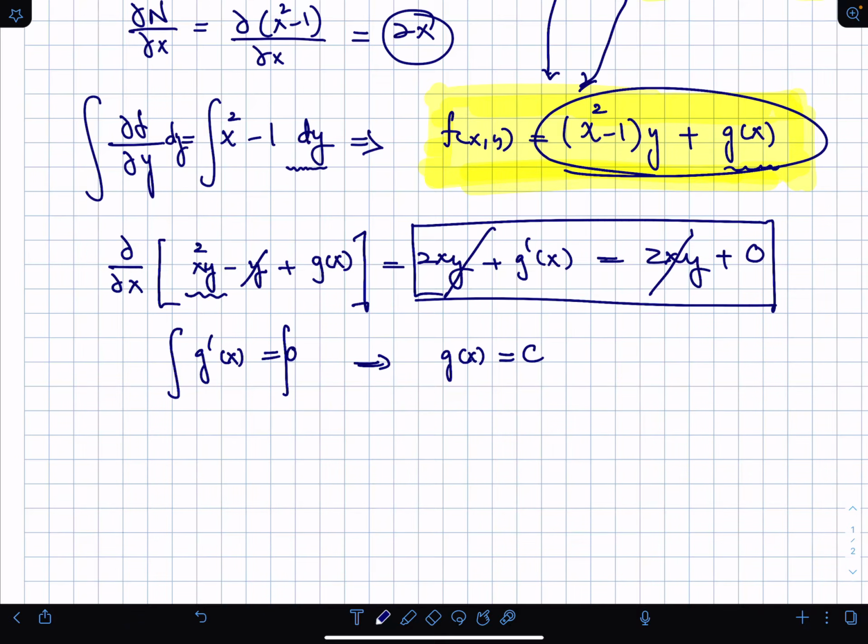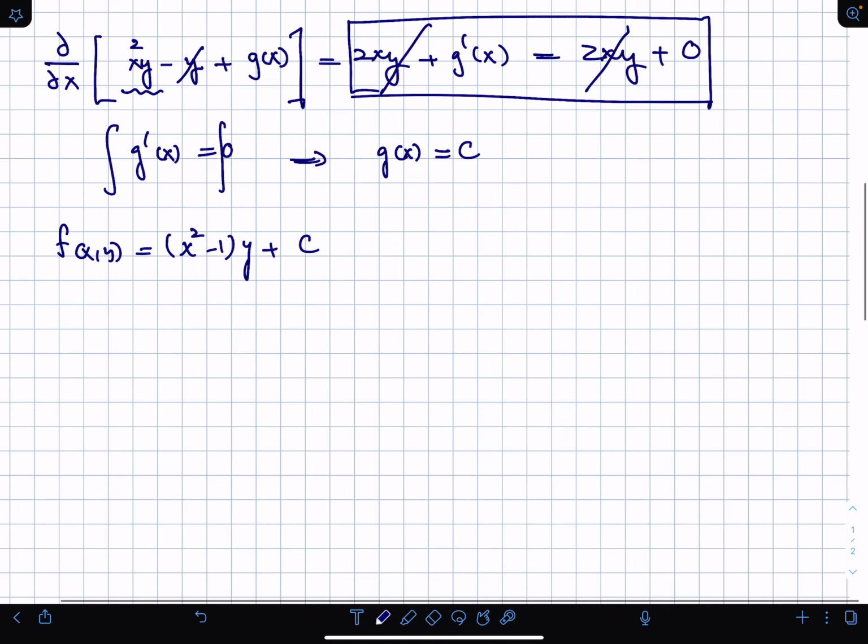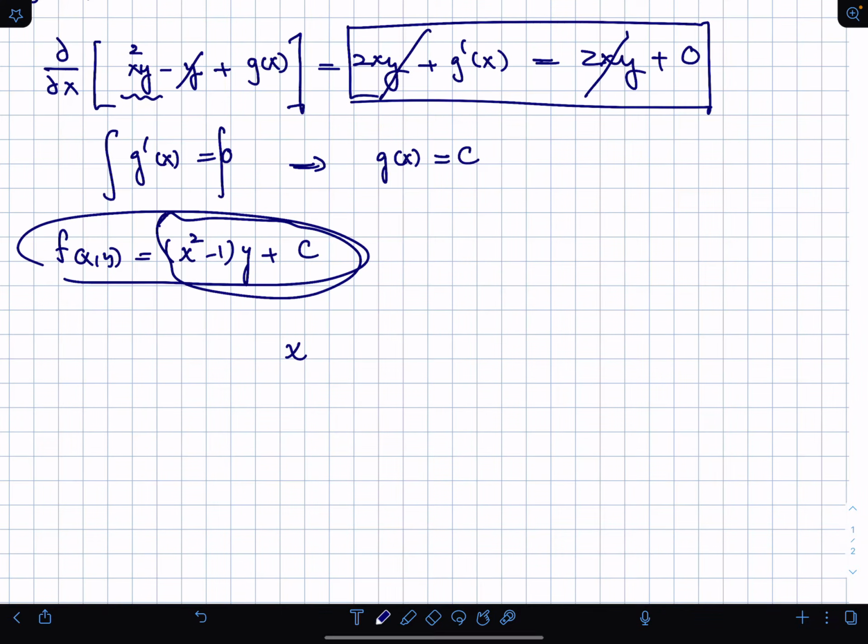So now I can write my function, my f of xy, as x squared minus 1y plus a constant. But that's not my solution. Remember, my solution is when f of xy is equal to a constant. So the actual solution is, you see, it's kind of weird, because if you wrote this, it wouldn't be the solution, that's just the function. The solution would be f of xy, which is x squared minus 1y plus a constant, equal to a constant.